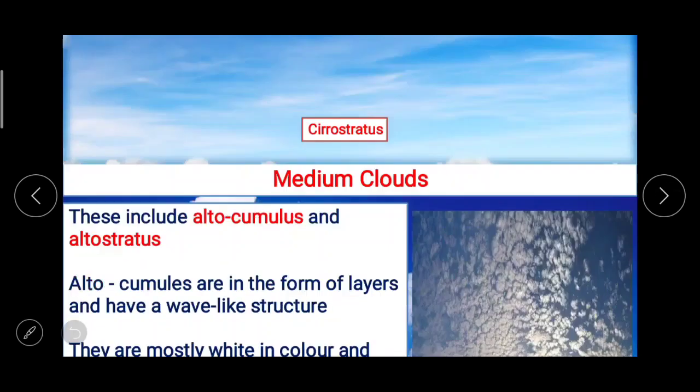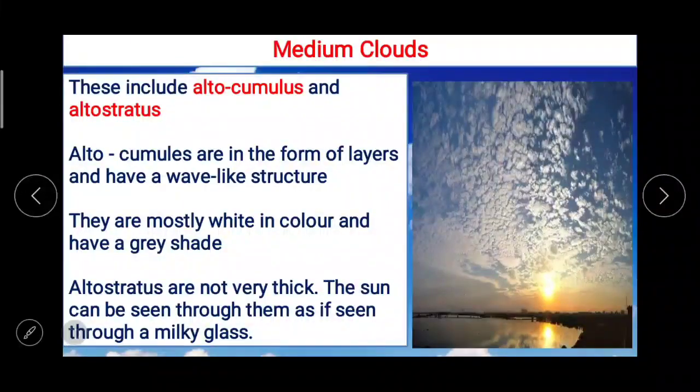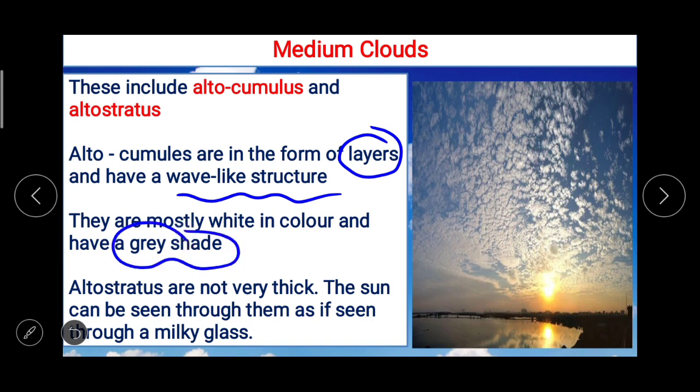Now the next one in this, medium clouds. These include altocumulus and altostratus. Altocumulus are in the form of layers and have a wave-like structure. They are mostly white in color and have gray shade. Actually, it's very interesting to observe the shapes of clouds. अगर आप खुले आसमान में कभी clouds को देखते रहोगे तो बहुत सारे shapes हमें अलग अलग उसमें दिखते हैं, मिलते हैं, which is very interesting.